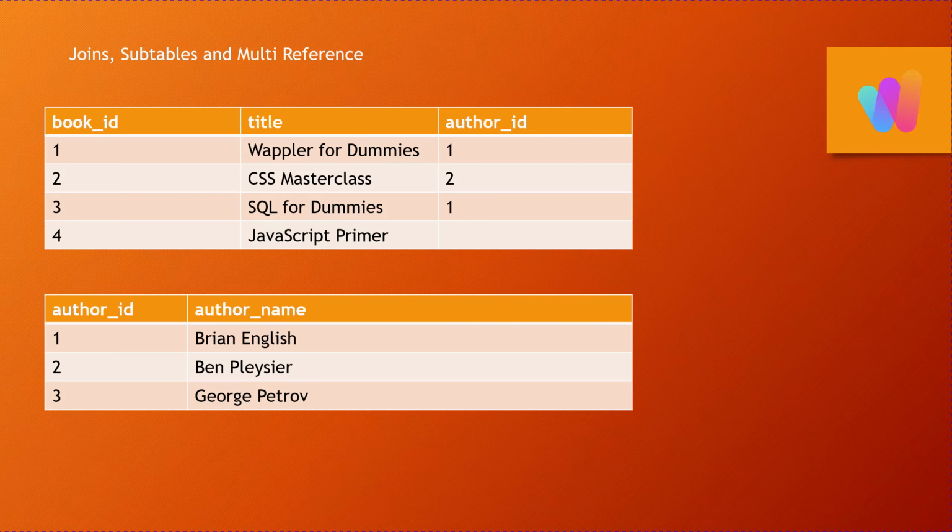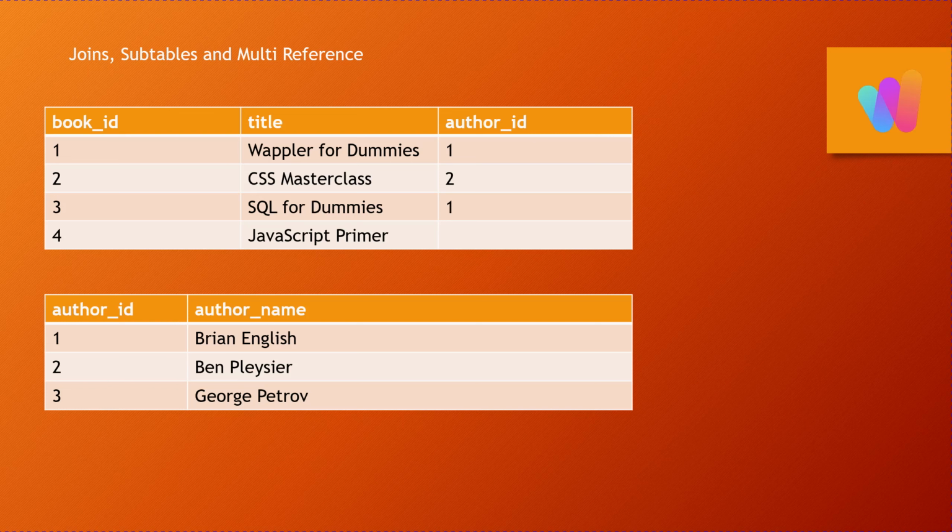In this module, we're going to step away for a moment from our core theme of our community web. This is going to be a more generic module where we're going to discuss joins, subtables, and multi-references. We're going to do this by looking at the straightforward relationship between books and authors.